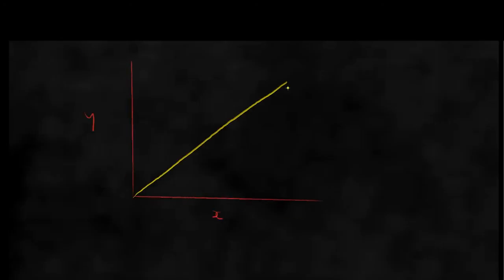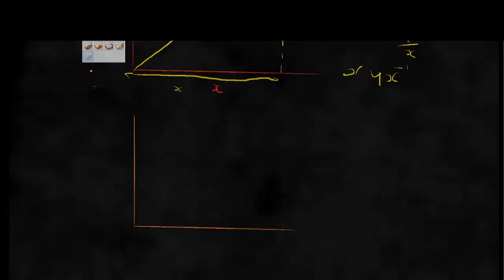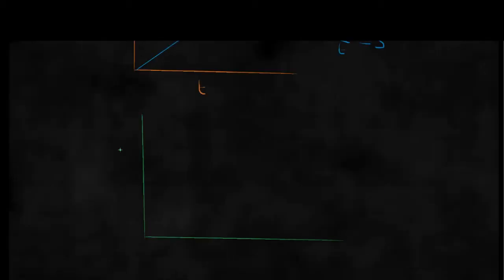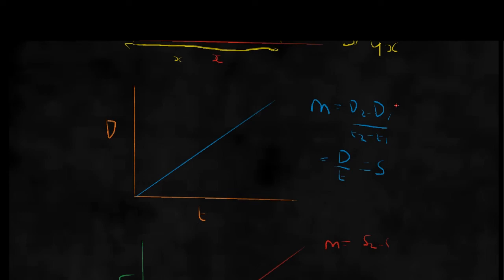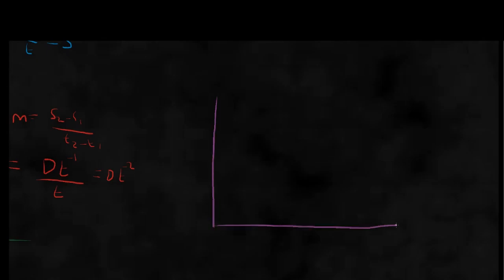Now, on to gradients. We know that the gradient is found by dividing the change in y over the change in x. For a distance-time graph, the distance y over the time x will find you the speed. Similarly, for a speed-time graph, the gradient would find you the acceleration. If you were to do it to the acceleration, you find the rate of acceleration change with time.